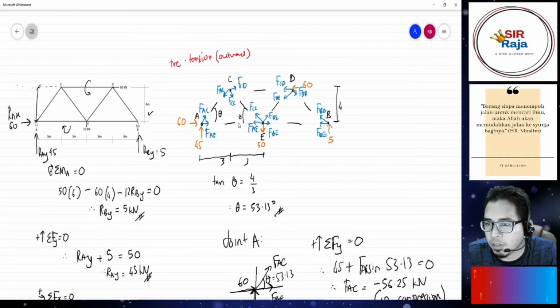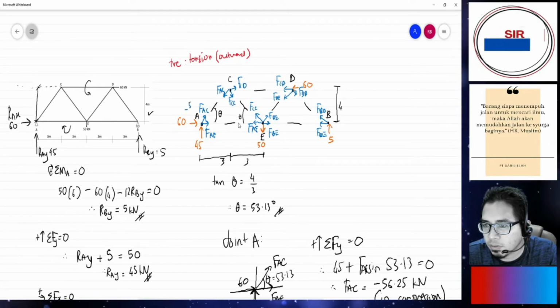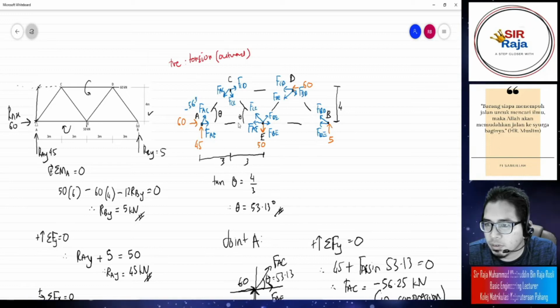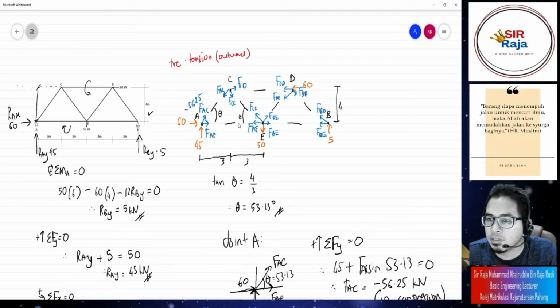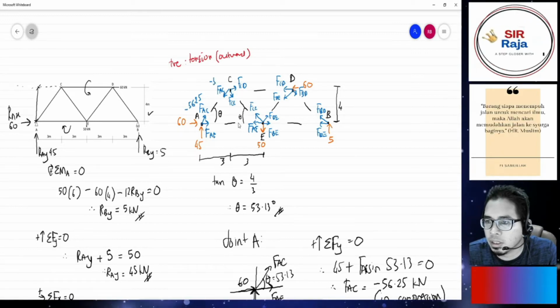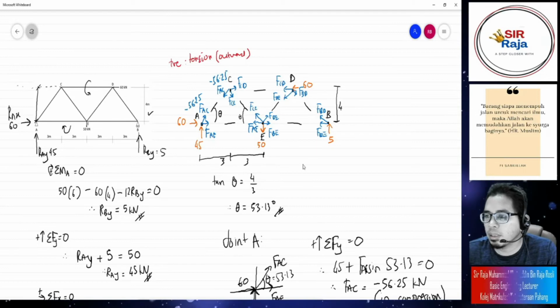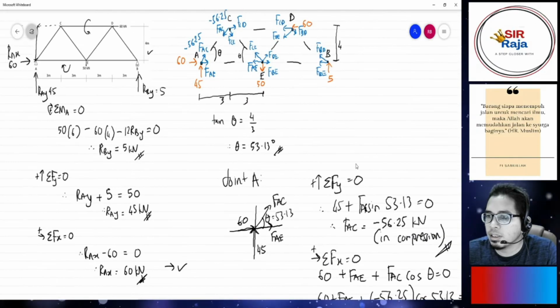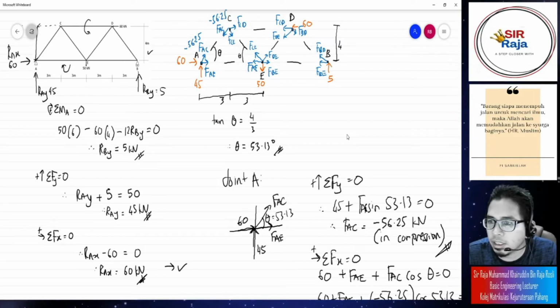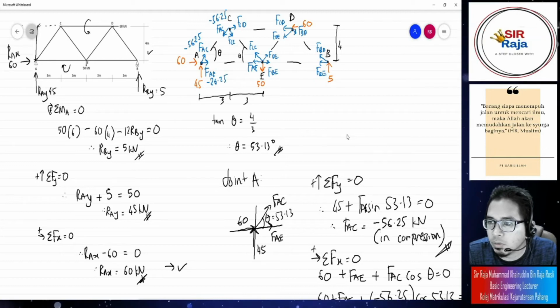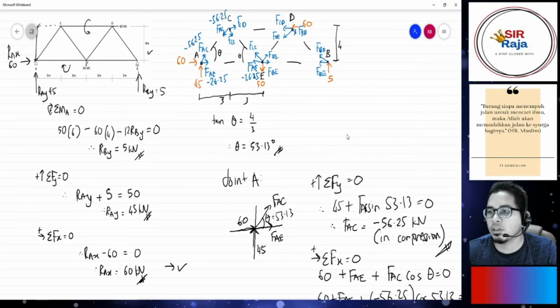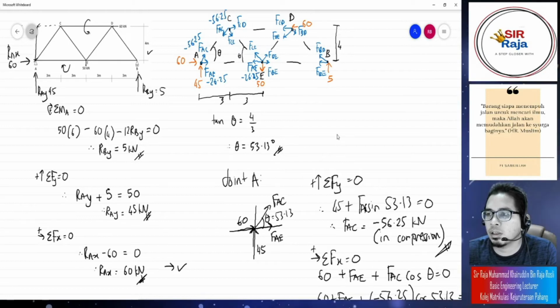So this FAC is negative 56.25, and remember, FAC here is this amount, this value. Therefore, the FAC also here is going to be negative 56.25. Okay, the same goes to here, FAE. So FAE is negative 26.25, and over here also negative 26.25. So this step here is so important. Make sure you label it once you get the answer.